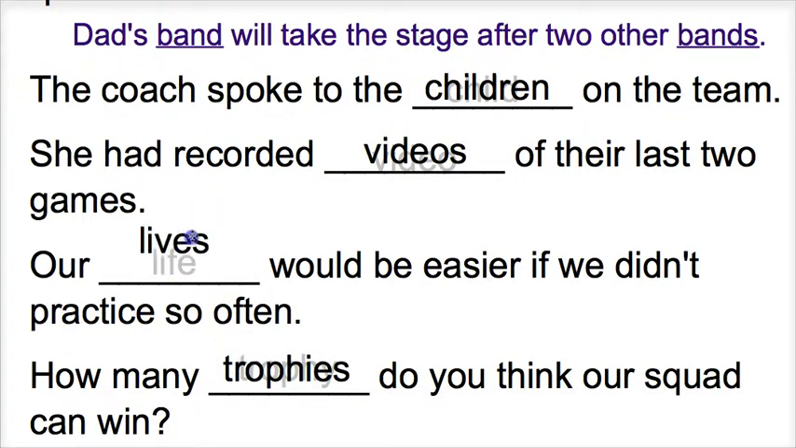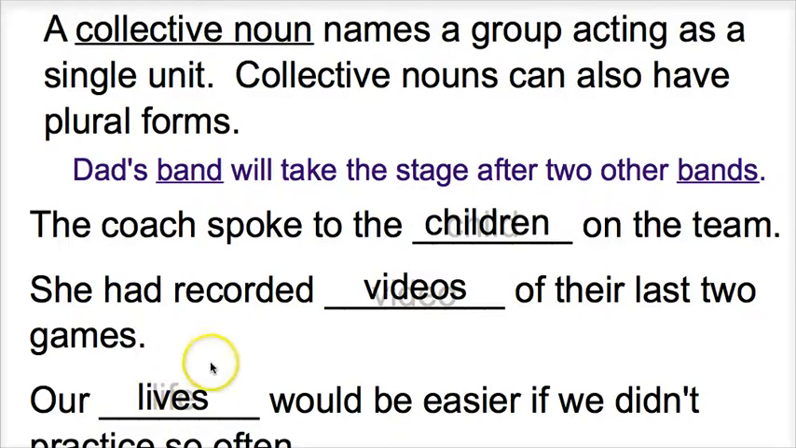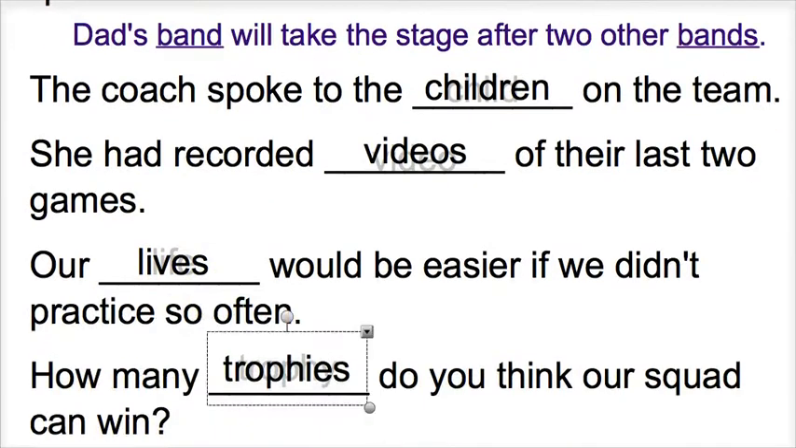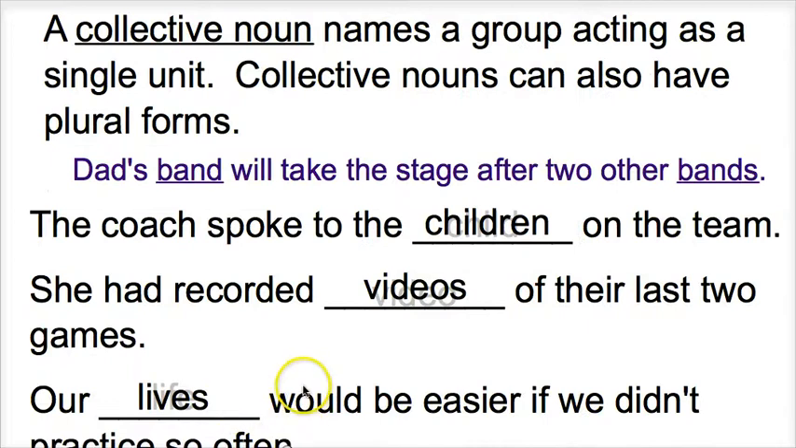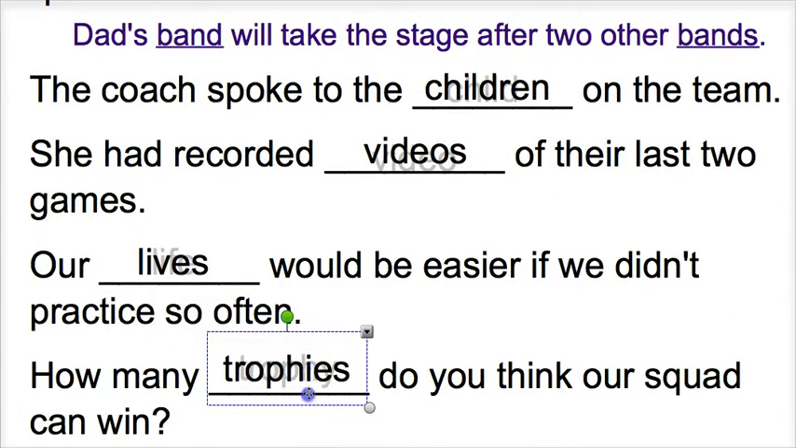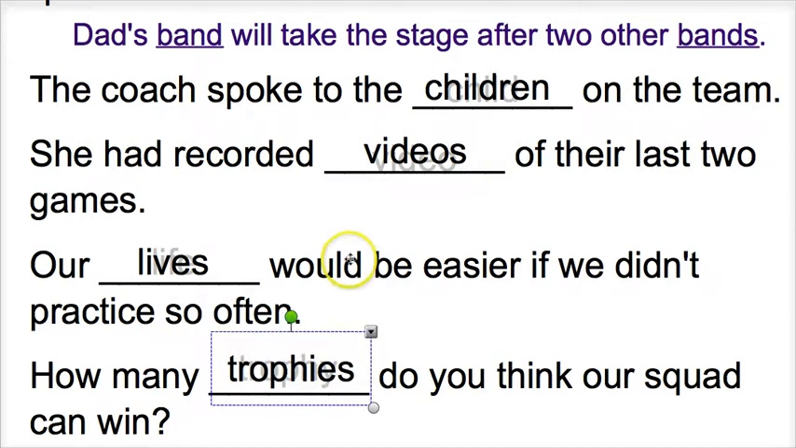The word life, in order to make plural, follows this rule. Sometimes when you have a word that ends in F or FE, you change your F to a V. So we change our F to a V and add ES. And finally, we're going to look at the word trophies again. Trophies follows this rule, the change the Y to I rule. So we take our word trophy and we change our Y to an I and add ES.